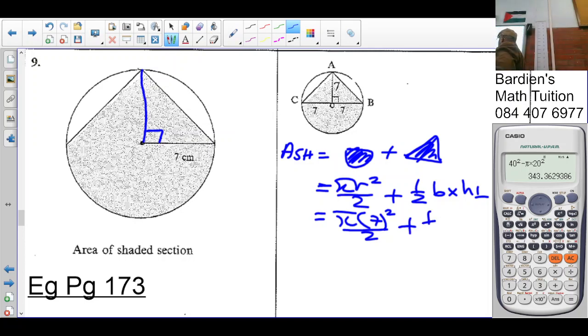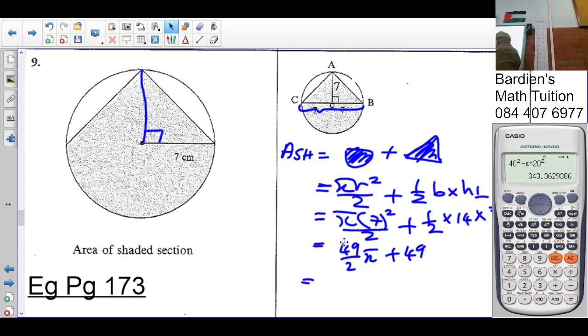Plus, what's the base of this triangle here? The base? 14. Times your perpendicular height, which is? 7. You just put that in the calculator. So that's going to be 49 over 2 pi plus 14 times half is 7, and 7 times 7 is 49. Put that in the calculator, it's 49 over 2 pi plus 49. So we're going to answer 125.97 centimeters.